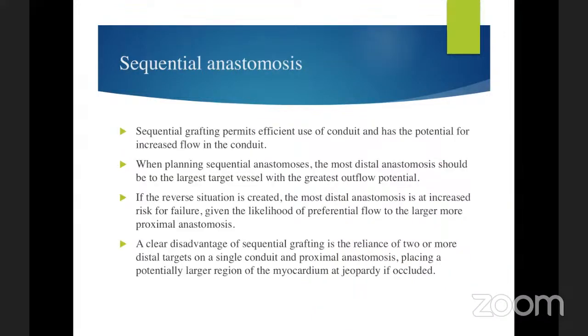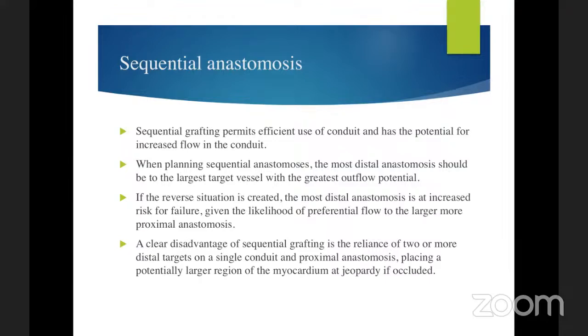Now we'll talk about the sequential anastomosis. When we do sequential grafting, it permits efficient use of the conduit and has the potential for increased flow in the conduit. When planning sequential anastomosis, the most distal anastomosis should be to the largest target vessel with the greatest outflow potential. If the reverse situation is created, the most distal anastomosis is at increased risk for failure, given the likelihood of preferential flow to the larger, more proximal anastomosis.